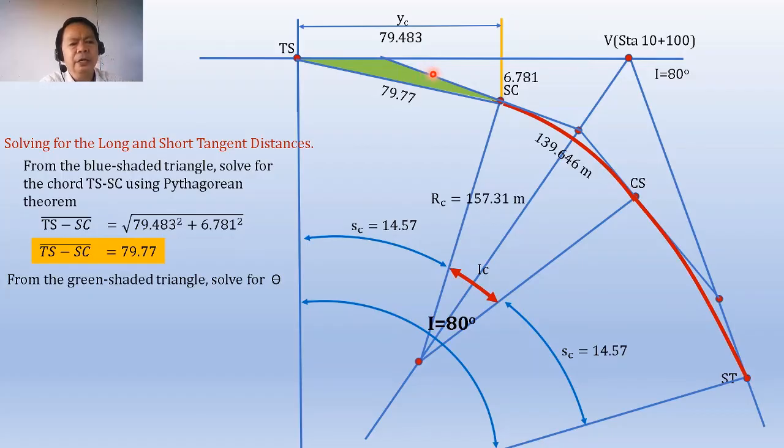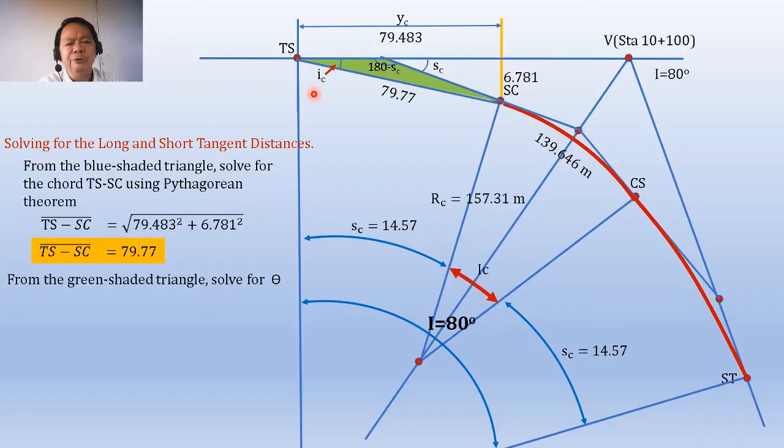Hindi ba itong angle na ito ay naipakita natin kanina? At na-compute itong ating S sub C. So this angle will be the supplementary angle with S sub C, and this will be equal to 180 minus S sub C. And this angle will be equal to our I sub C. Itong I sub C natin, okay, I sub C yan.